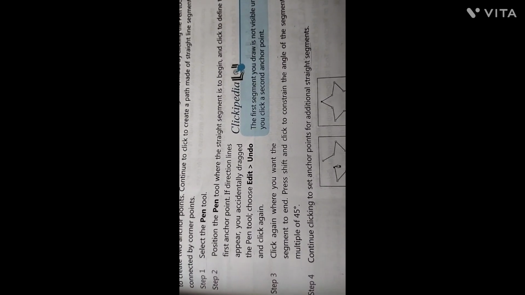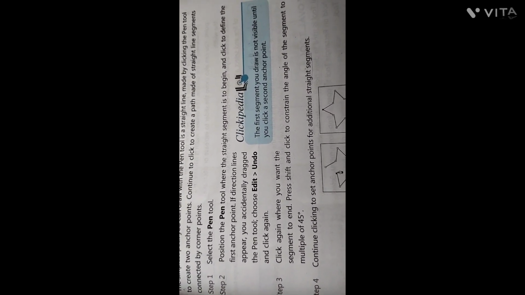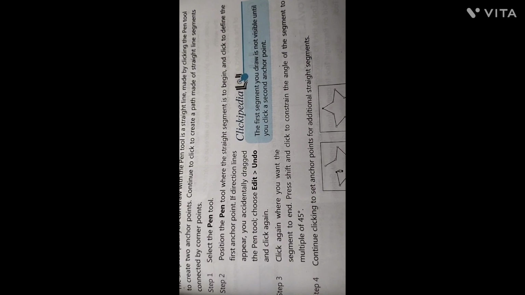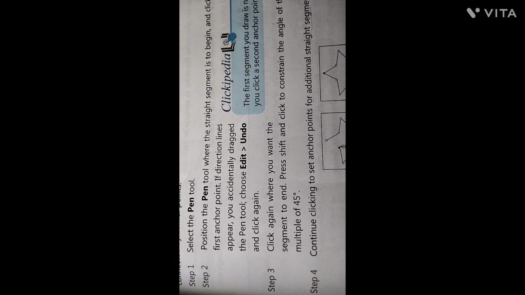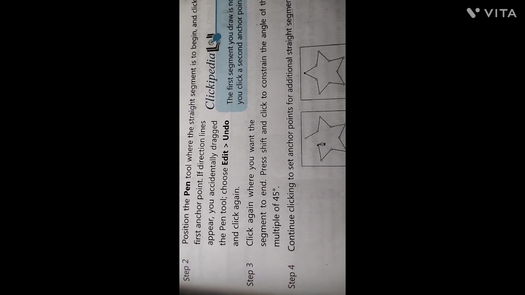Step 1, select the pen tool. Step 2, position the pen tool where the straight segment is to begin and click to define the first anchor point. If direction lines appear because you accidentally dragged the pen tool, choose Edit, Undo and click again. Step 3, click again where you want the segment to end. Press Shift and click to constrain the angle of the segment to a multiple of 45 degrees.